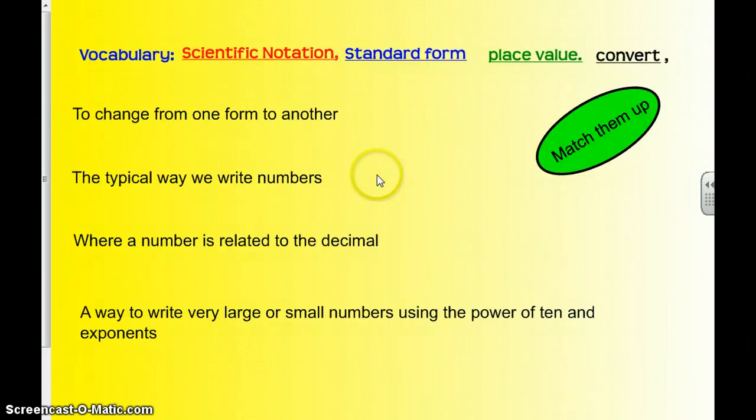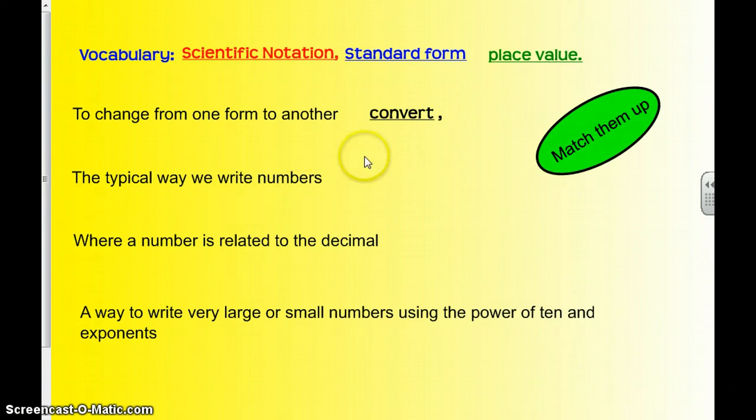Here's a little vocab section. Now, if you're watching the video, you need to pause it and match these up. If you're doing the activity in class, each of the answers in black font are answers, and the words up here match them. So if you want to take a second and do that, I will pause, and then I will tell you in 3, 2, 1. To change from one form to another, a word for that is convert. So if you see convert, it means to change from maybe scientific to standard form.